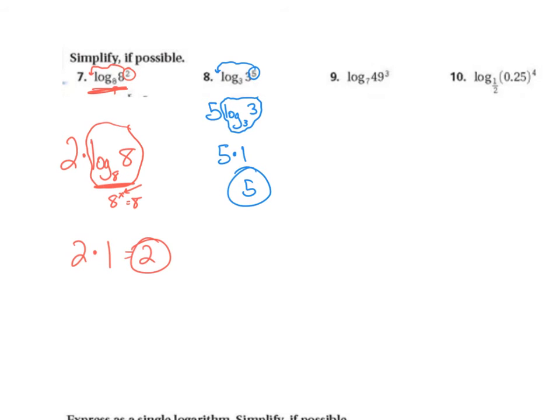Here we go. Move the exponent to the front. We got 3 log 7 of 49. Okay, what power would I have to put on here? 7 to what power equals 49? That's right, a 2. So 3 times 2, so this is 6.